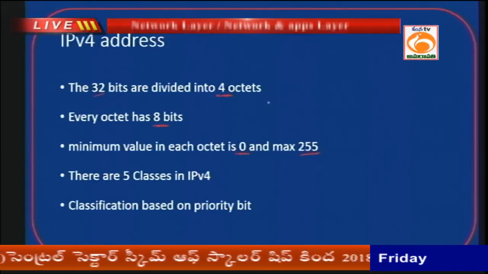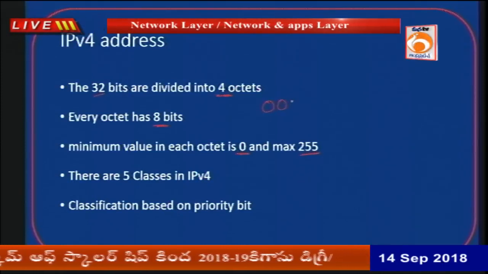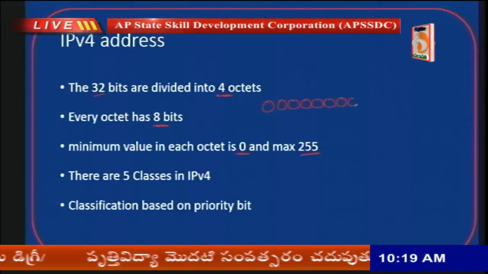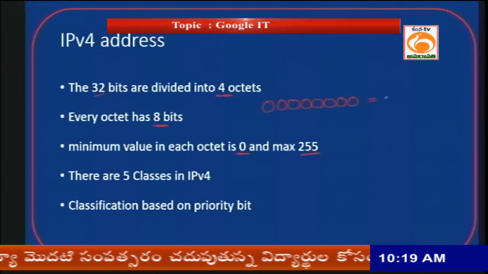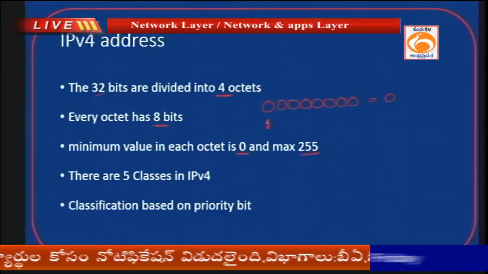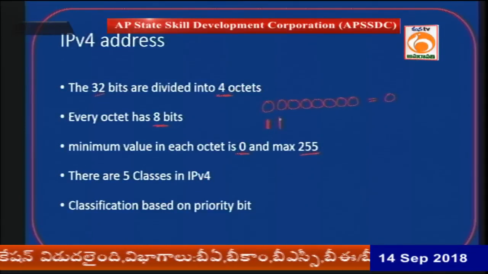So, just look at these 8 bits in one octet. If all are 0, the value will be 0 only. But if the value of these bits is 1 for all the 8 bits, the value is 255.